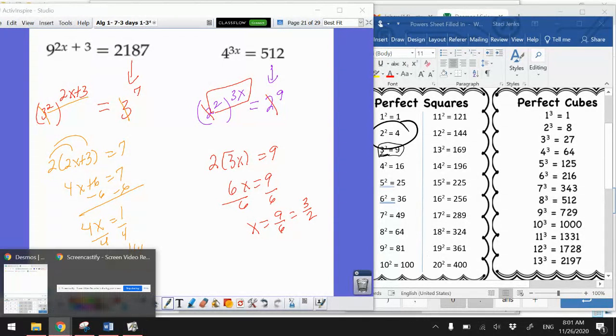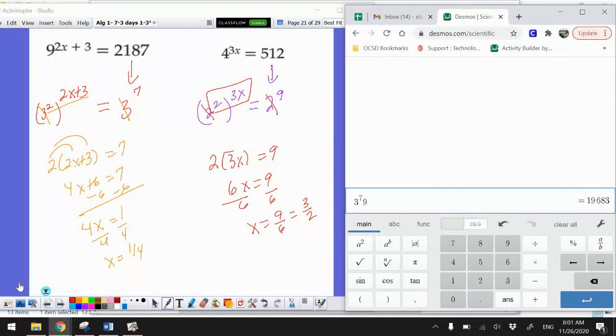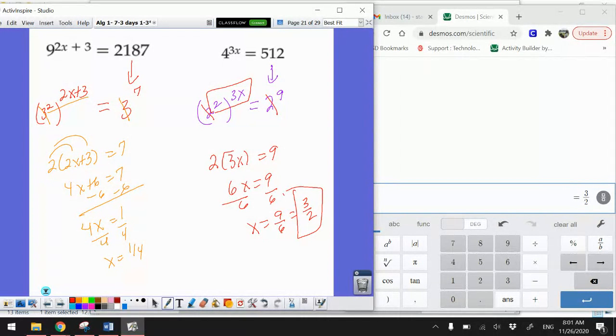And if you're struggling with simplifying, remember, I can take 9 divided by 6 and hit my fraction key. It will simplify it on the Desmos calculator. Fractions always have to be simplified, and we leave them as improper fractions. We do not put them as mixed numbers.